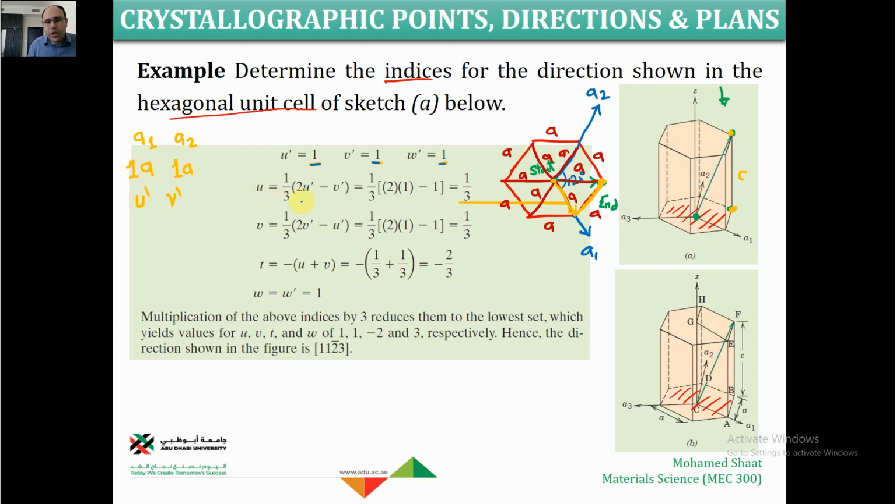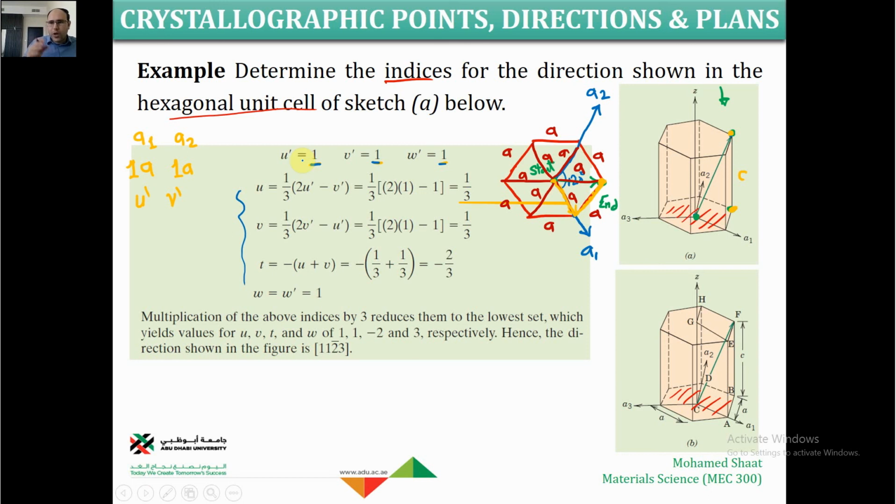U equals 1/3 times 2U prime negative V prime. Do the calculation. This is gonna give us 1/3. And V equals 1/3 times 2V prime negative U prime. This is gonna give us another 1/3. T equals negative U prime plus V prime equals -2/3, and W will equal W prime equals 1. These relations are fixed relations that you're gonna substitute.